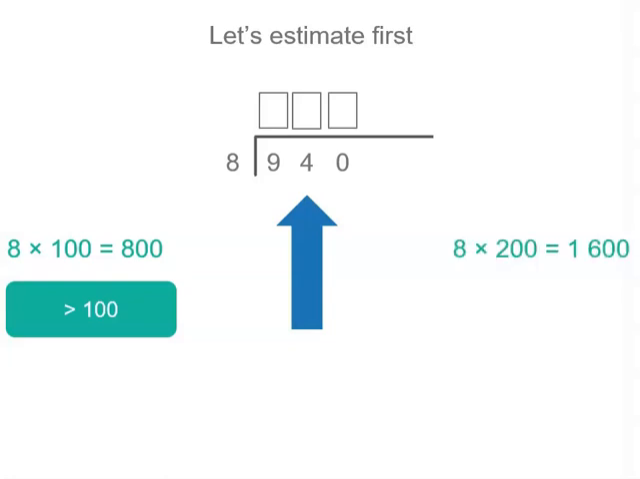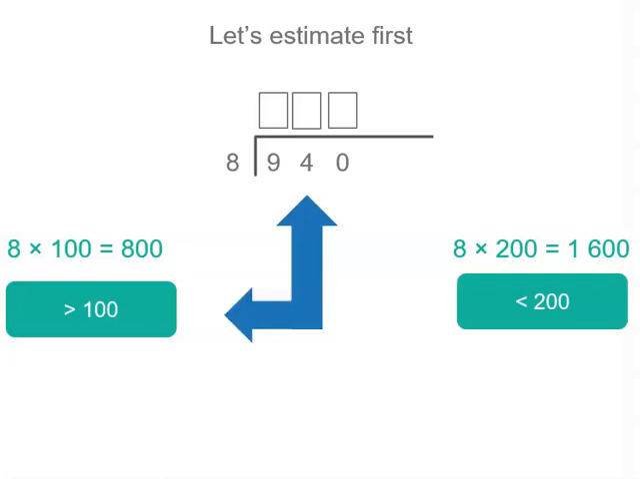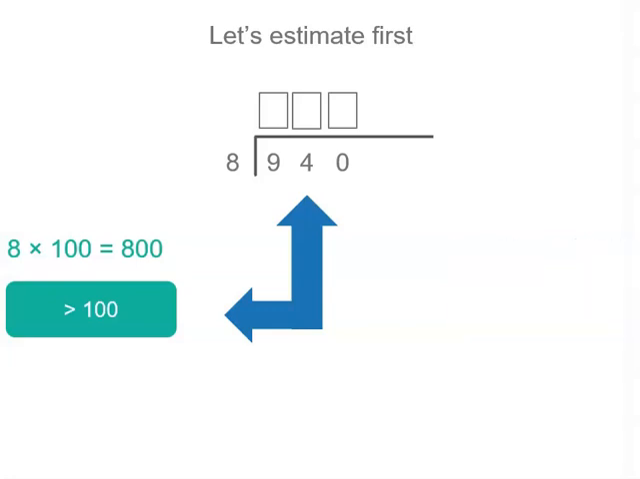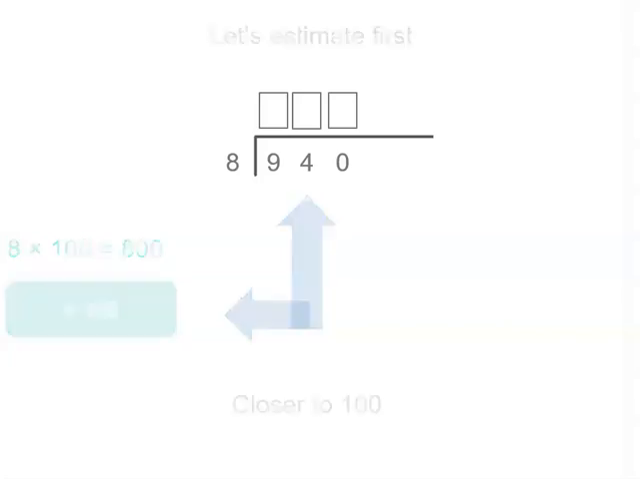8 times 200 is 1600. That's way too much. So my answer needs to be less than 200. In fact, it's much closer to 100 because 940 is much closer to 800 than it is to 1600. So I'm looking for an answer close to 100. Now that I know that, I can actually start to work through and make sure I'm on track to get an answer that's closer to 100.